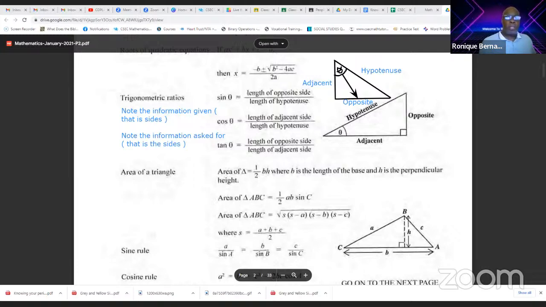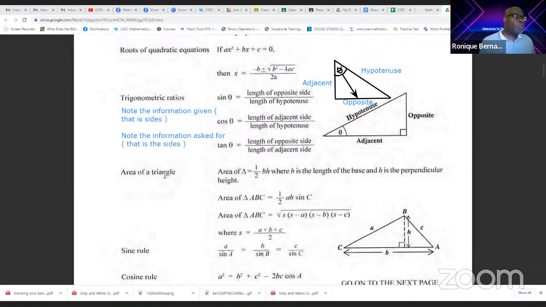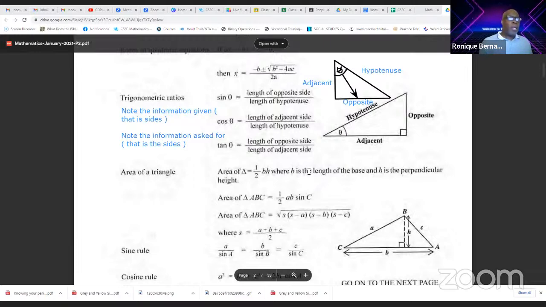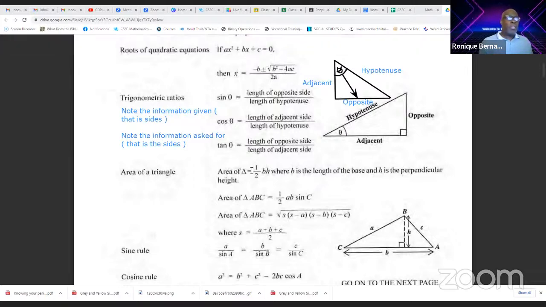All right, let's continue now. Now, of course, area of triangle is given right here. Most persons know the famous half base times height. But note as well that this only works for right angle triangles.